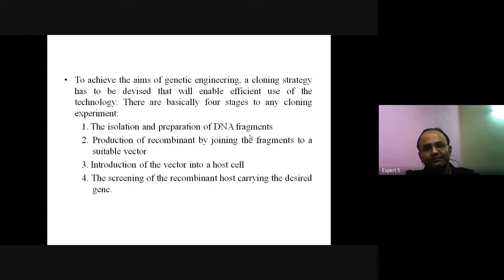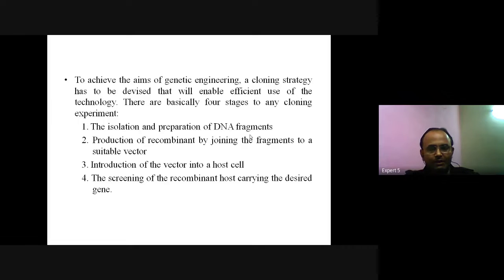To achieve the aims of genetic engineering, generally a cloning strategy has to be devised that will enable efficient use of this technology. Generally, in a cloning experiment, there are four stages. First is the isolation of the DNA fragment, meaning isolation of the gene of interest which is to be cloned. In the next step, this gene of interest is ligated or cloned into the appropriate vector, such as a plasmid vector or viral vector or some other vector.